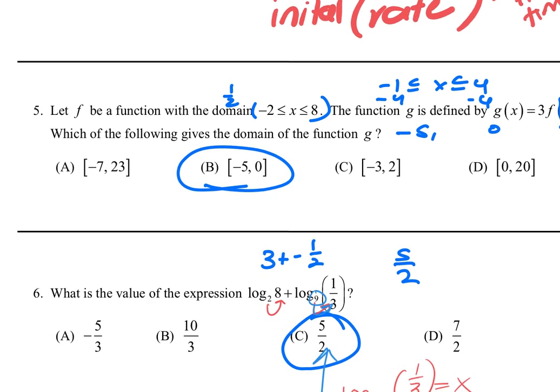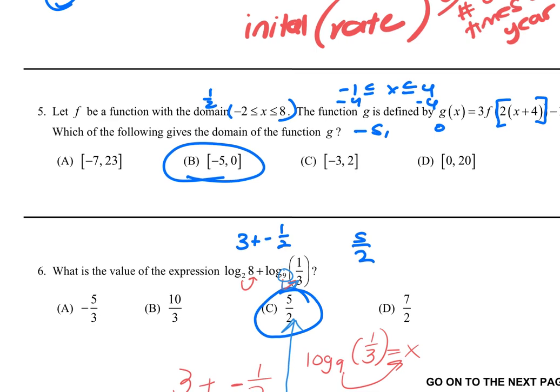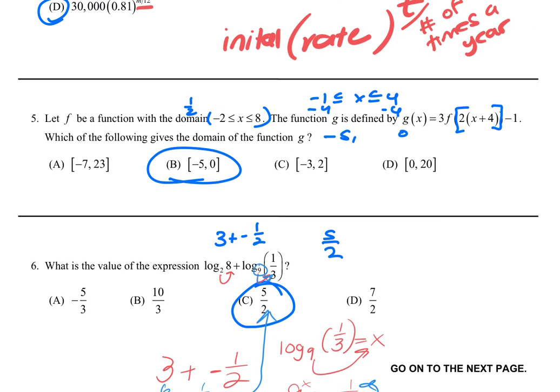5 says, you've got a function with domain -2 to 8. The function g is defined by g of x equals 3f of 2 times x plus 4 minus 1. Which of the following gives the domain of function g? So first of all, domain means x. Only things inside the parentheses affect your x. So only this stuff is what I'm worried about. If it had said something about your range, I'd worry about the 3 on the front and the -1 at the end. Inside, domain, outside, range. Because inside is x, outside is y, right?